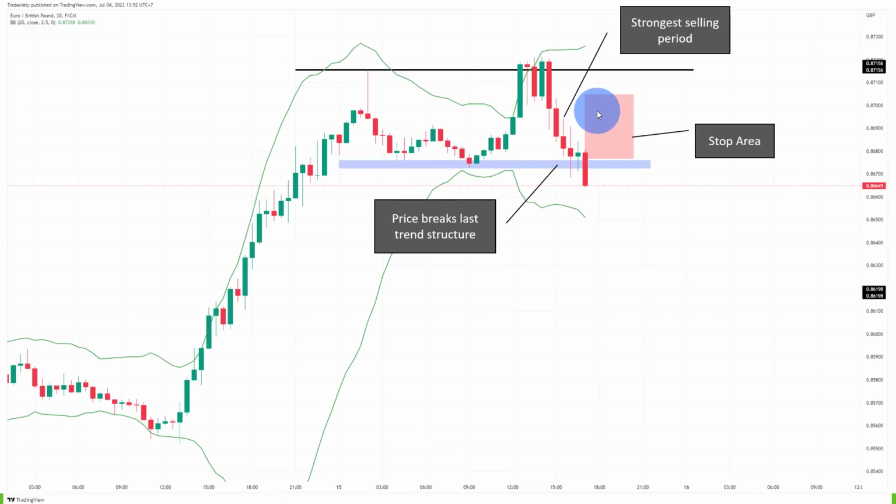Again, stop somewhere up here. You don't have to put it all the way above here, but here is probably where the majority of trades will be, and then that gives you a very good reward to risk ratio.